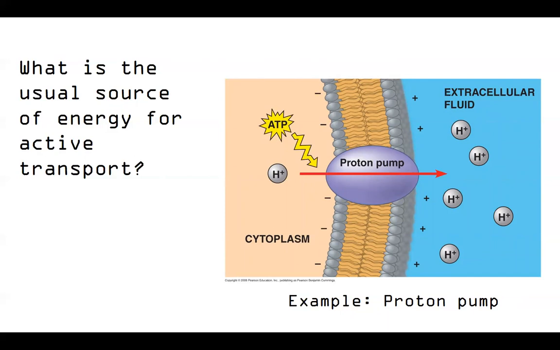So what is the usual source of energy for active transport? Okay, so we know that it's ATP. That's the hallmark of it being active transport. In this case, we can see that we're using ATP to drive transport of protons from the inside of the cell to the outside of the cell, and it is against its concentration gradient because we're moving from a less concentrated region to a more concentrated region.